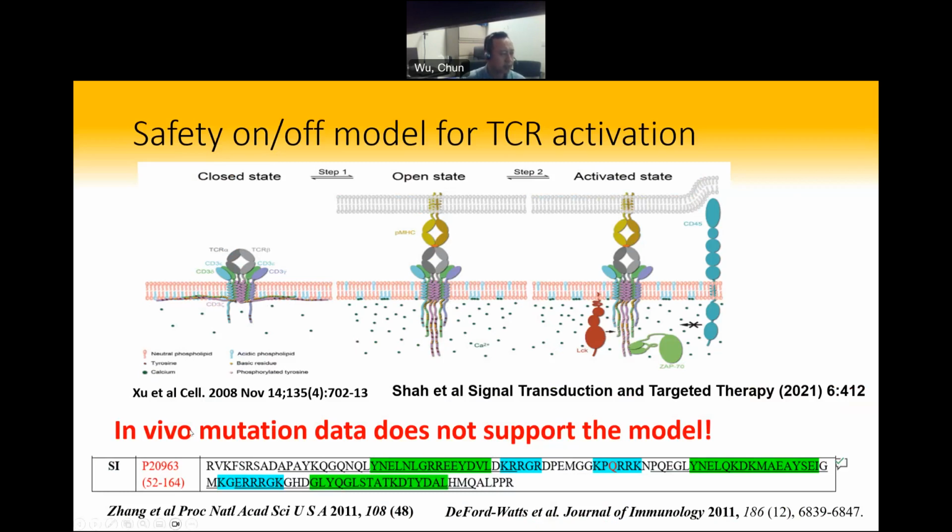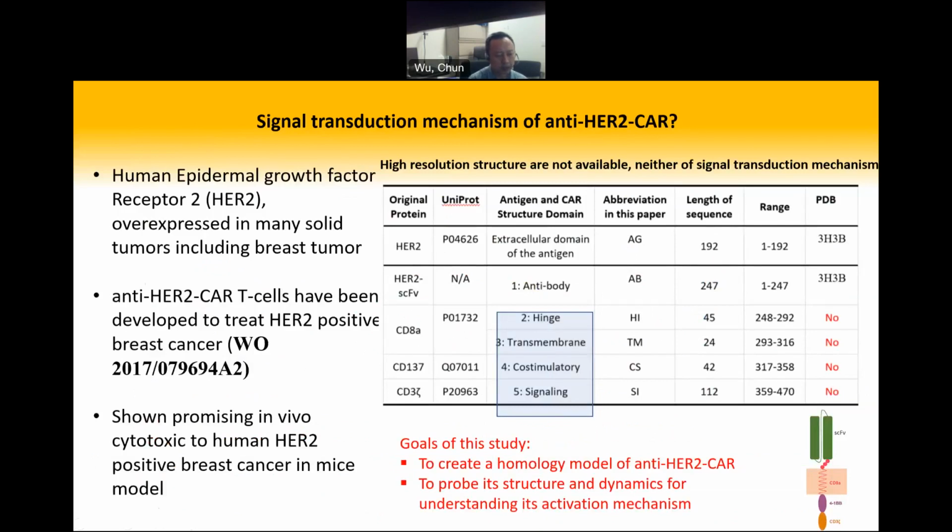Yet, the mutation data does not support this model. Based on this model, if we mutate those basic residues to break the salt bridge, the peptide will be exposed to the solvent, and usually it would increase the basal phosphorylation. Yet the experiment suggests otherwise. So that's the motivation: we want to use molecular modeling and simulation to try to understand the activation mechanism.